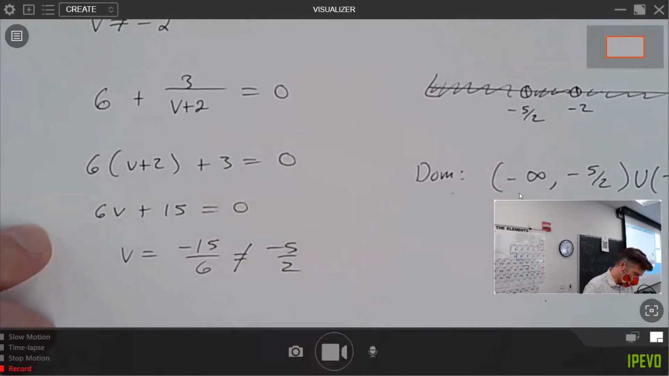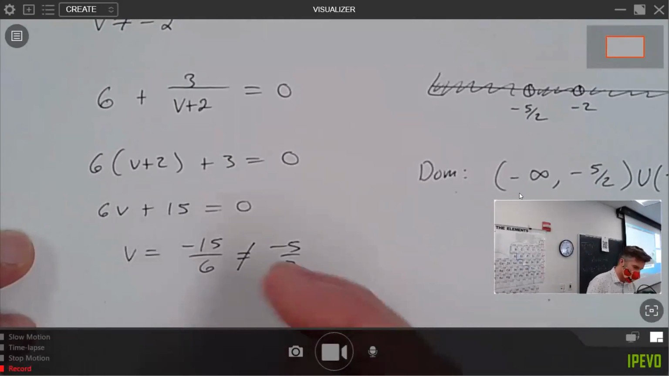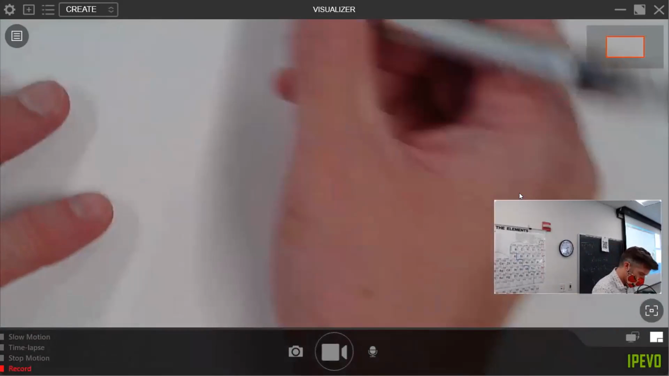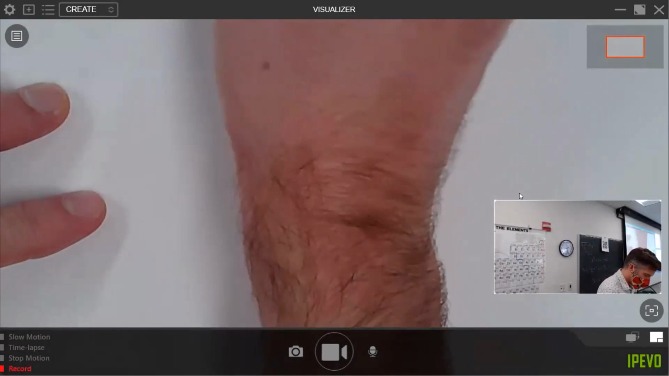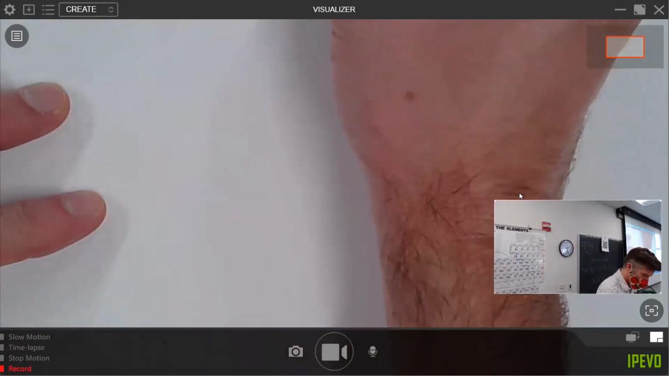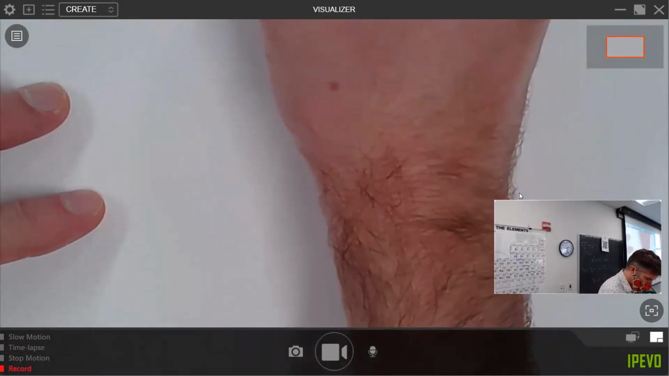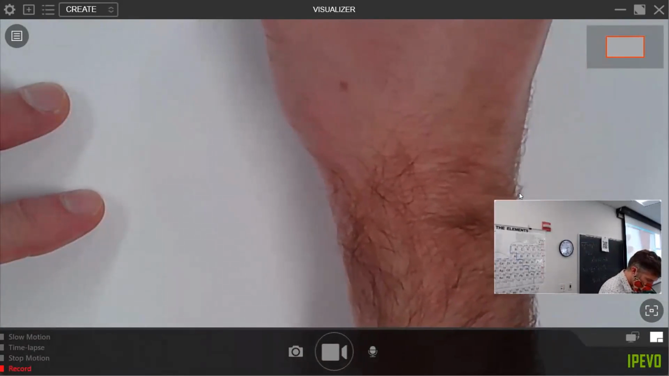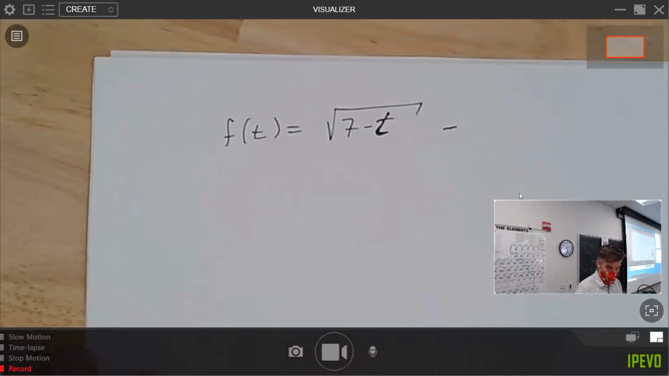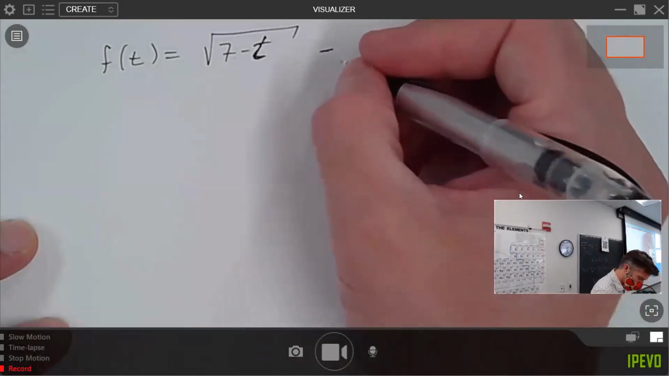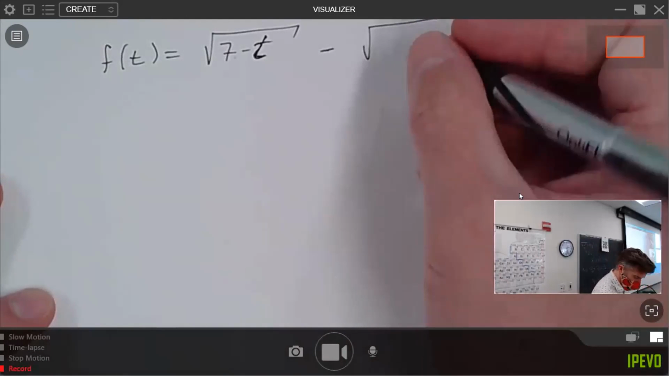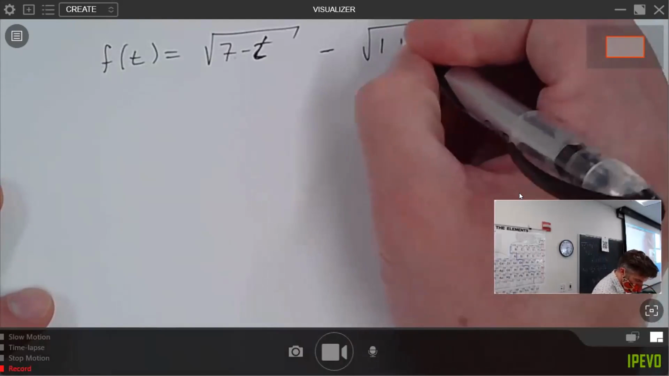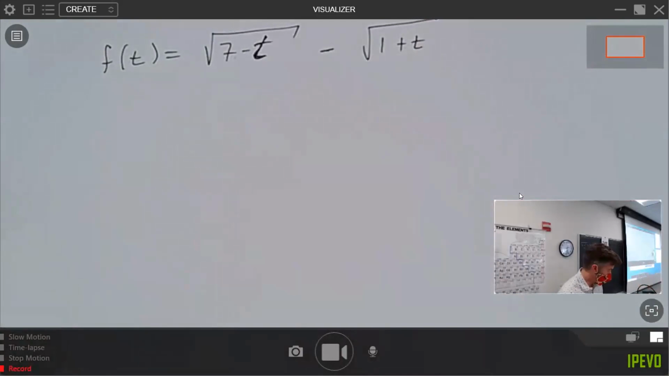Let's look at this next one. Let's look at something like f of t equal to the square root of 7 minus t. Sorry, that's not a 2, that's a t. Minus the square root of, I already wrote the square root of, 1 plus t. So here, again, we're just trying to find the domain.